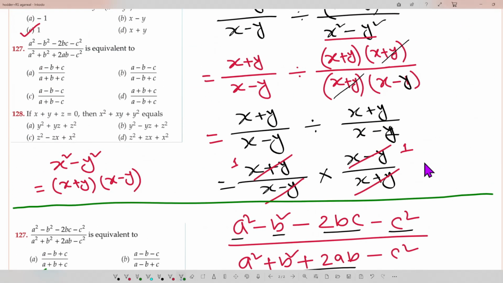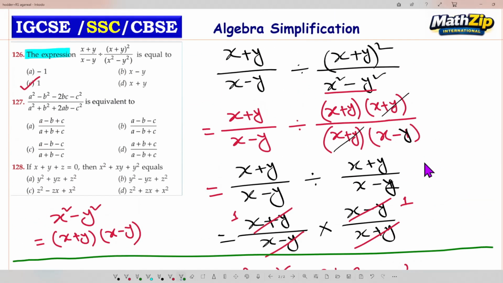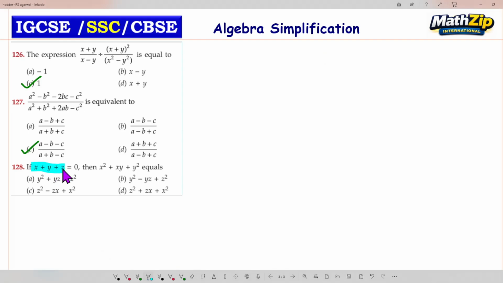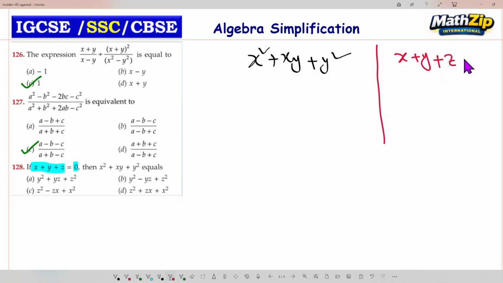So two question answers we have tried to solve. Next question, now we will start. If x plus y plus z equals 0, we have to find out x square plus xy plus y square equals to from these options. So we have to consider something from the given, it means x plus y plus z equals 0.